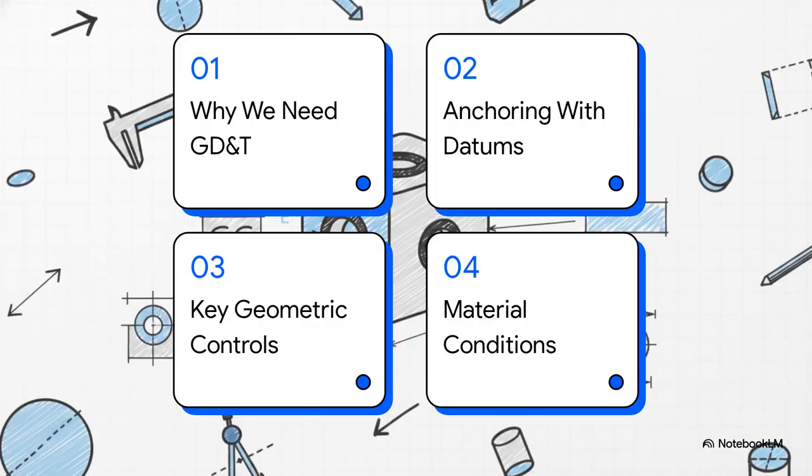Okay, let's take a quick look at our roadmap for today. We've got 4 main stops. First, why we actually need GD&T. Second, anchoring parts with datums. Third, we'll look at key geometric controls. And finally, mastering material conditions.